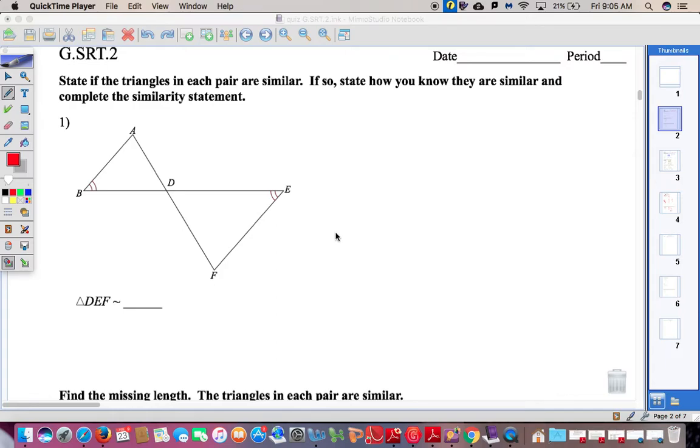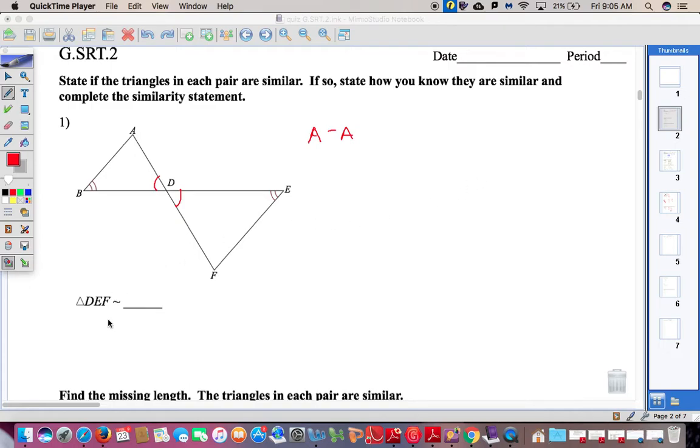So in this first question here, I can see that these two segments intersect each other, and what we know is that the angles that are formed are called vertical angles, and vertical angles are congruent. So we know that by the angle-angle similarity theorem, these two triangles are similar to each other.